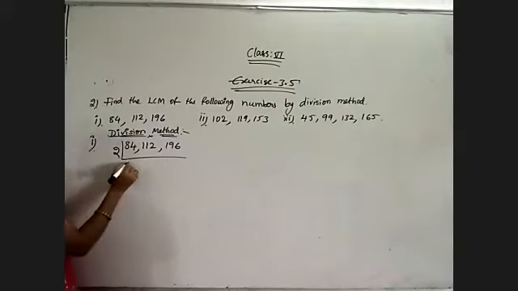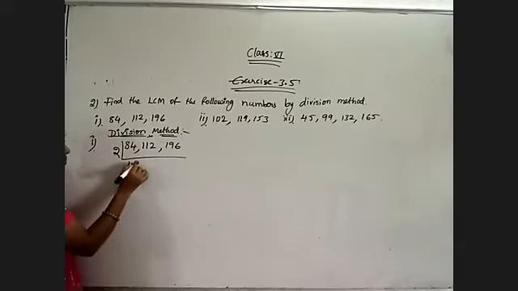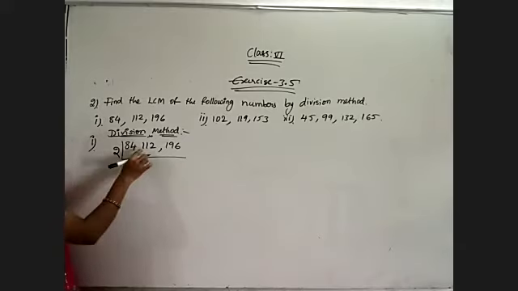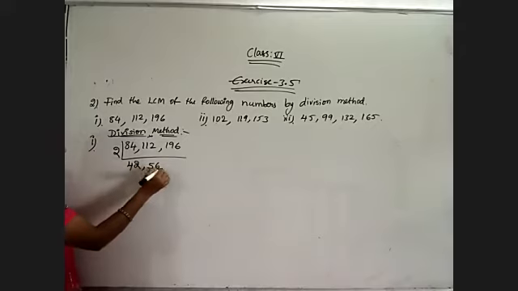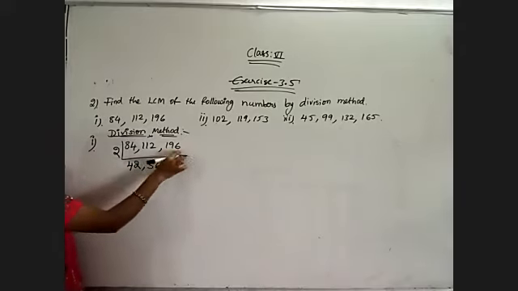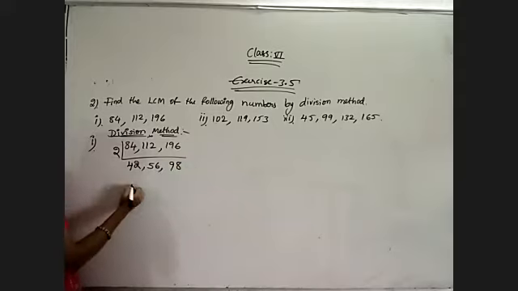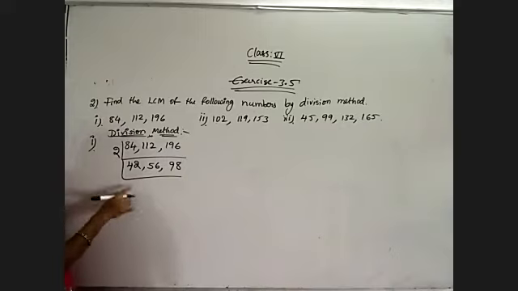2 4s are 8, 2 2s are 4, 2 5s are 10, 2 6s are 12, 2 9s are 18, 2 8s are 16. Now again 2, 6, 8, all those can be cancelled in the 2 table.